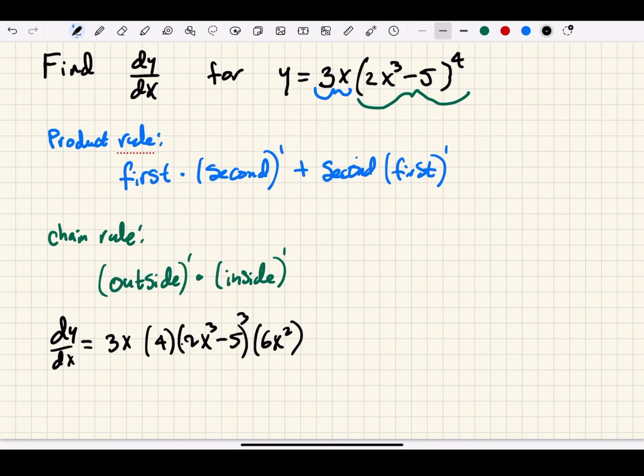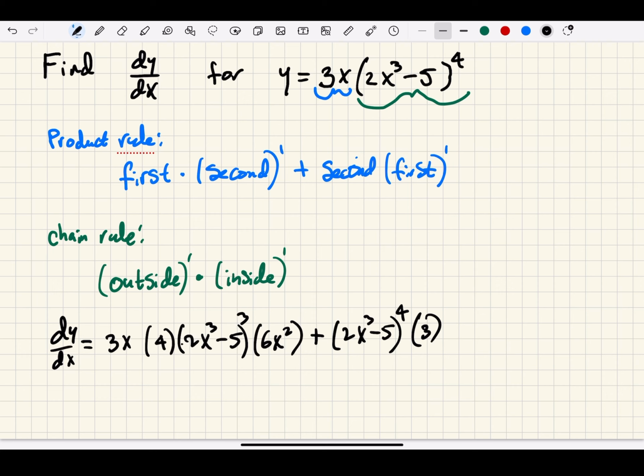Now, carrying out the rest of the product rule, we'd have plus the second function, which is (2x cubed minus 5) raised to the fourth power, times the derivative of the first function. That would be 3. We could simplify this quite a bit.